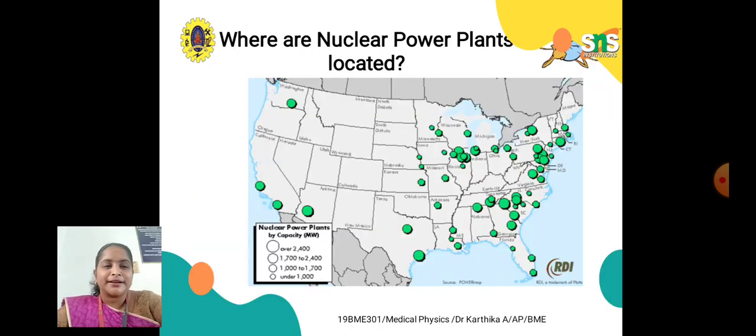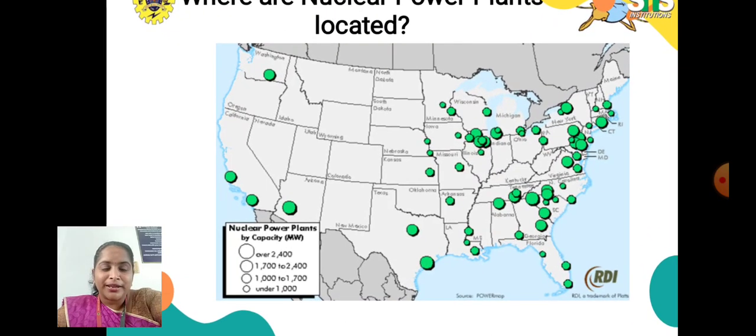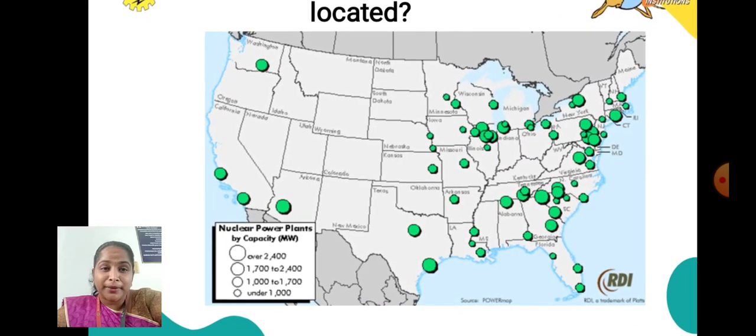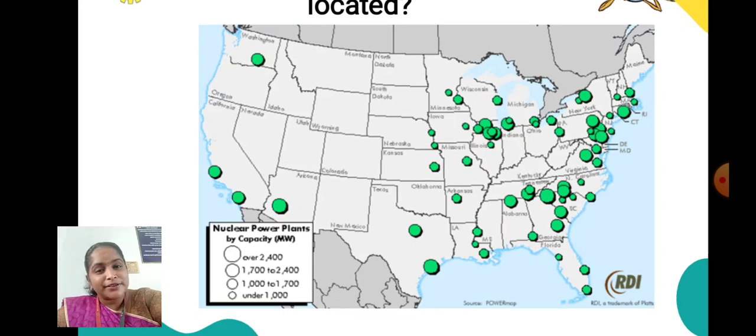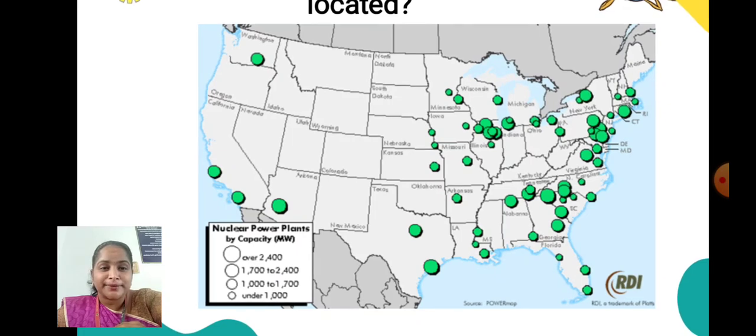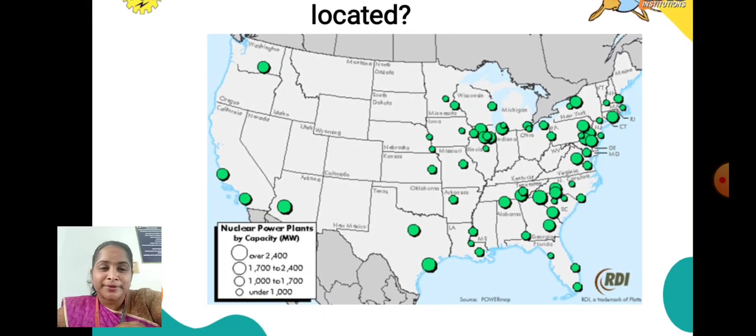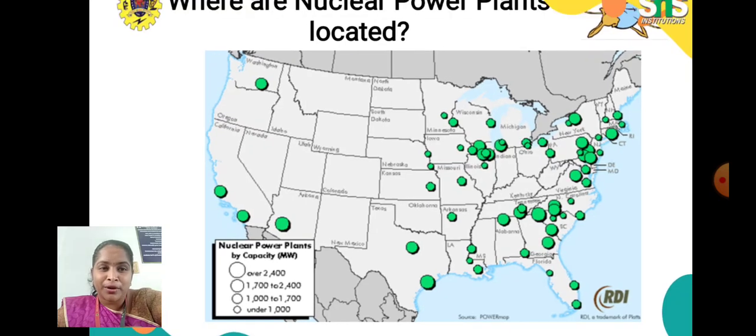Here I have listed some of the nuclear power plant locations. Here we represent the capacity in megawatts. We have different types of power plants which are categorized in terms of energy. Here I have represented power plants in numbers: over 2.4K, 1.7 to 2.4K, 1 to 1.7K, and under 1K.